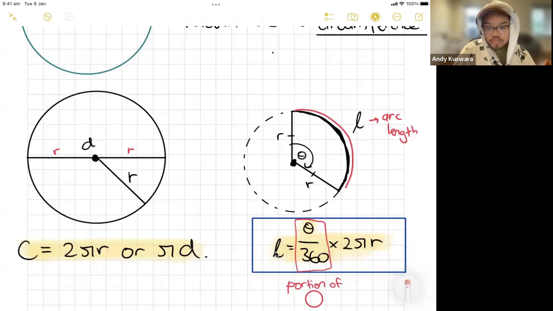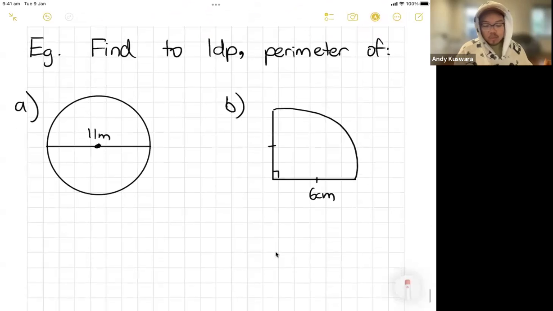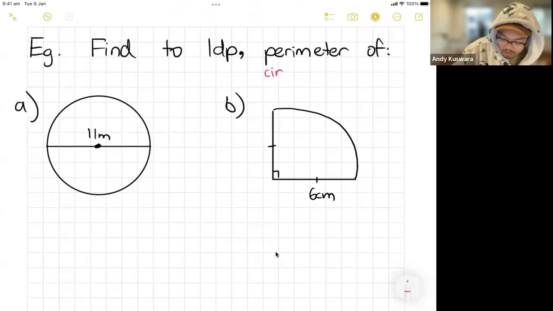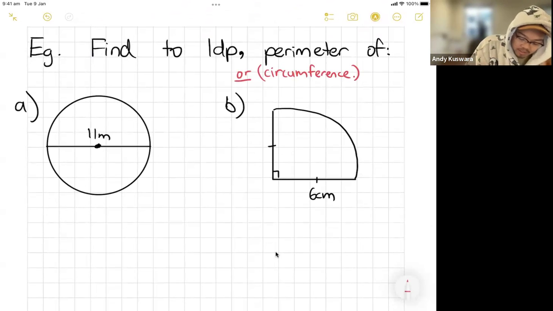Okay. So with that in mind, let's actually find to one decimal place. Normally when you're working with circles, you'll have decimal places. Find the perimeter or circumference, depending on. For the first one, we're definitely finding circumference because we've got the whole circle. Now, if I'm just finding perimeter, it's just the outside length. I do not need to count this middle length.